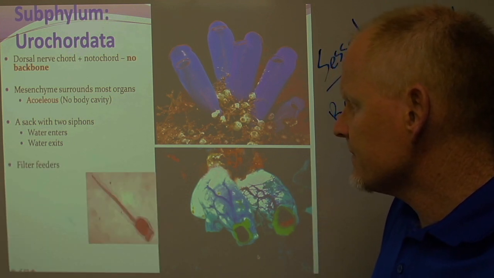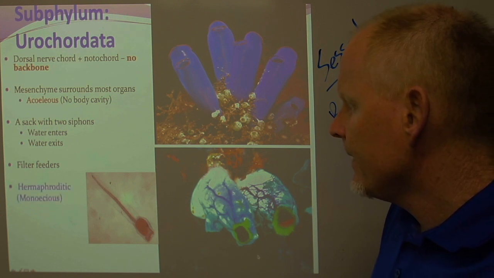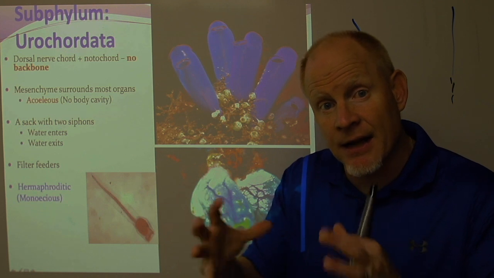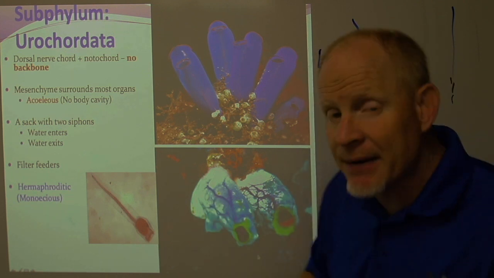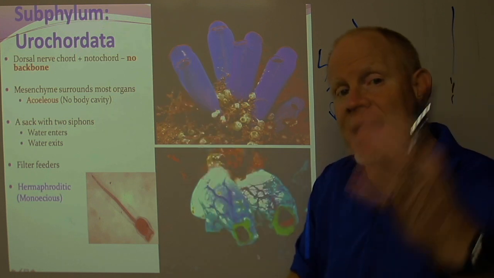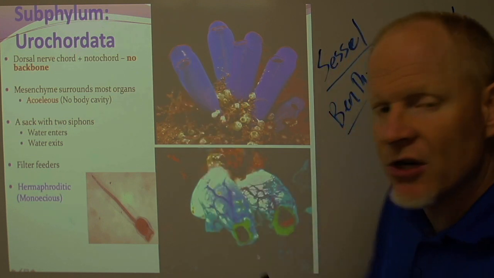Filter feeders, hermaphroditic, which means they're monoecious. They have both sex organs. Sometimes they release both sperm and eggs. Sometimes they release sperm at one time and eggs at another. It just depends on the species.